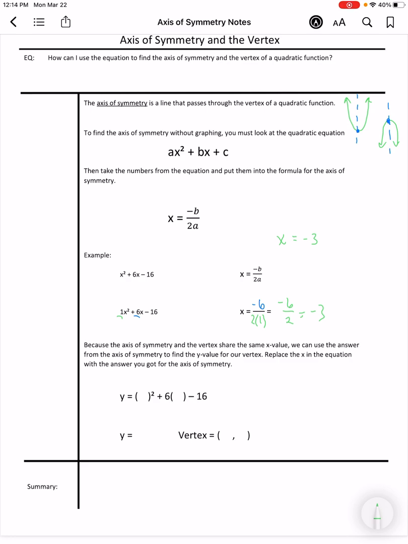Now what we would do after that is take that negative 3 and replace the x values, because x is negative 3. So we would take x squared plus 6x minus 16 and replace the x's with a negative 3. Now you can go to desmos.com/scientific if you need help or if you're not confident in your ability to do it by hand.